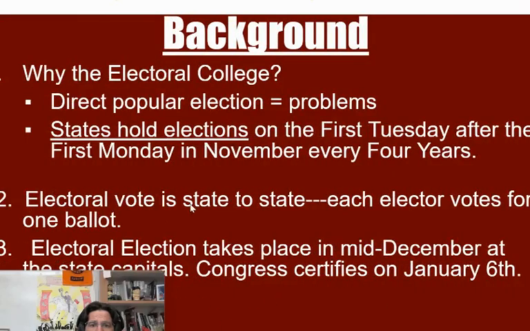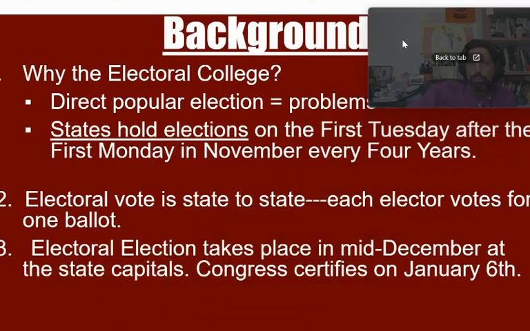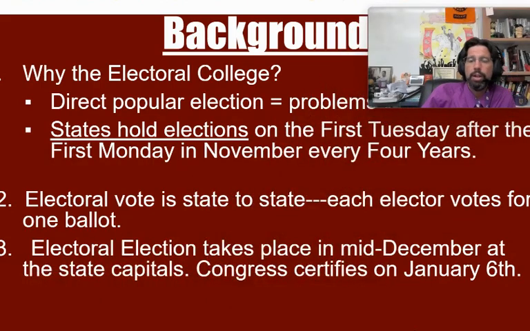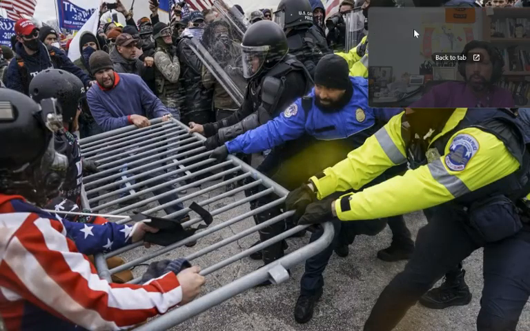Okay. Now, the Electoral College, remember, is state to state. Each elector votes for 1 ballot. And in the middle of December, those electors go to the state capitals and cast their official ballot for president. And then Congress certifies the vote in the United States Senate and at a joint session of Congress on January the 6th. This is why the rioters attempted to stop the certification.